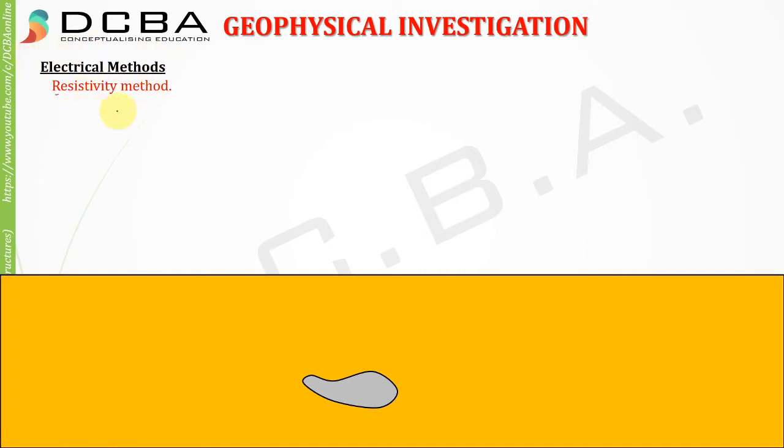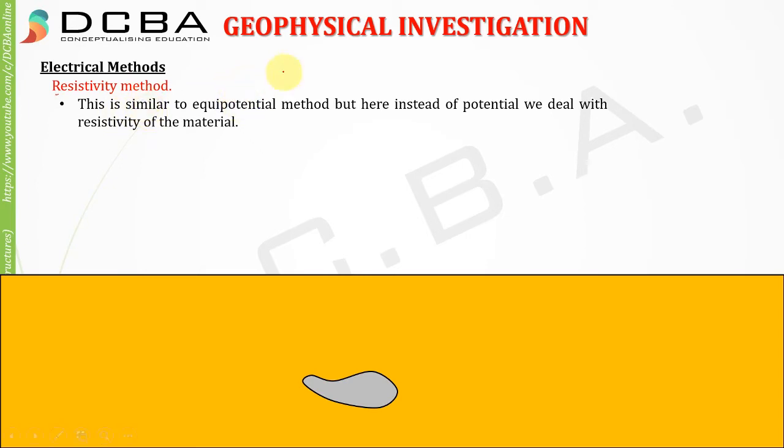What is there in resistivity method is similar to equipotential method, but here instead of potential we deal with resistivity of the material. So every material is going to have some conductivity and some resistivity. Some will have high resistivity, low conductivity, some would have high conductivity, low resistivity. So this all depends upon that, and here we are finding the resistivity of particular materials.